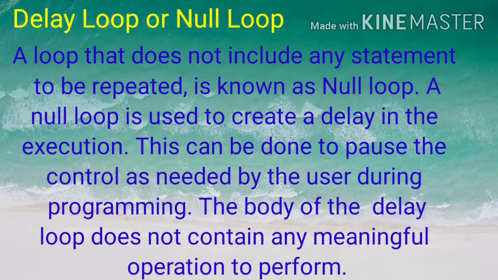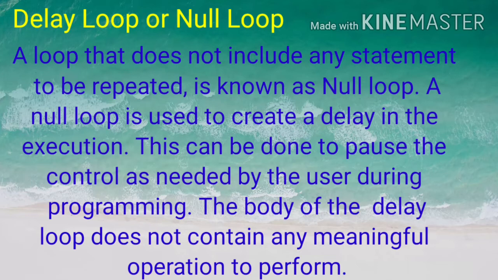Delay or null loop: a loop that does not include any statement to be repeated. In this type of loop, there is no statement inside, only the for loop condition is present. A null loop is used to create a delay in the execution. If you want a delay between two outputs, we put a null loop in between, so that there is a delay between the two outputs. This can be done to pause the control as needed by the user during programming.